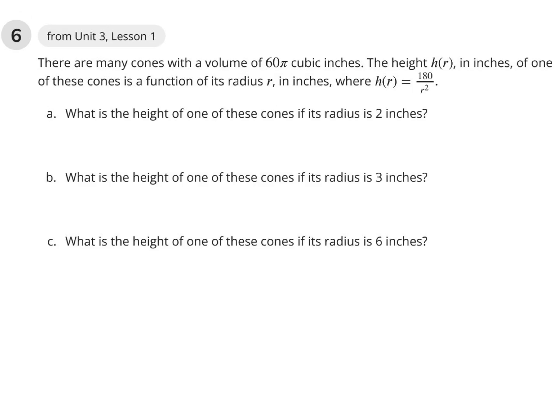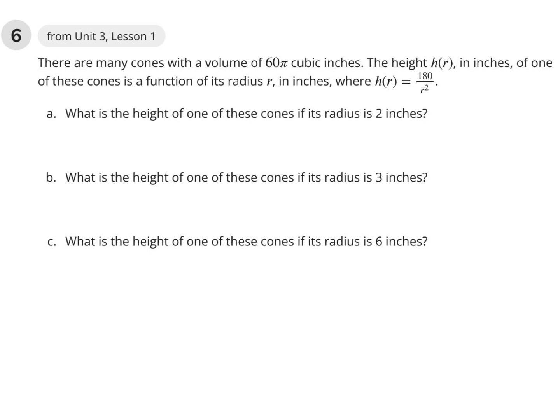All right, this one comes from Unit 3, Lesson 1, which we did not do because I didn't want to get off into the surface area. But there are many cones with a volume of 60 pi cubic inches, where they give us h of r, the height as a function of the radius. The height of a cone is a function of the radius because the volume is fixed. So h of r equals 180 over r squared. All right, what is the height of one of these cones?